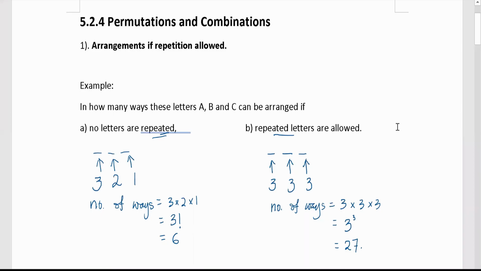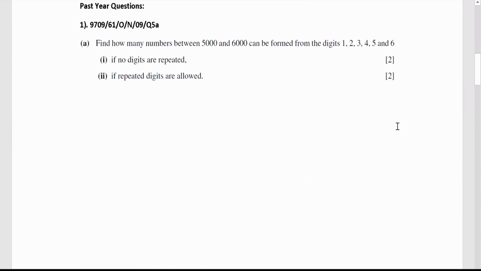Now let's see partial questions. This is the question from 2009, October/November, variant 6.1. Find how many numbers between 5,000 and 6,000 can be formed from the digits 1, 2, 3, 4, 5, and 6. Part 1, if no digits are repeated, or part 2, if repeated digits are allowed. All right, 5,000 and 6,000 is the restriction.